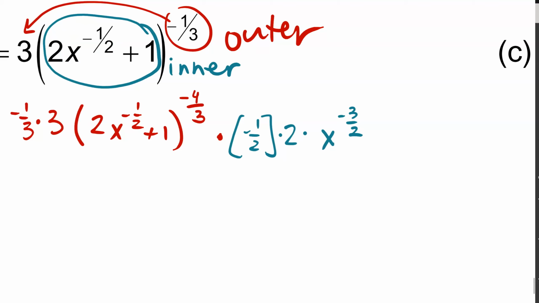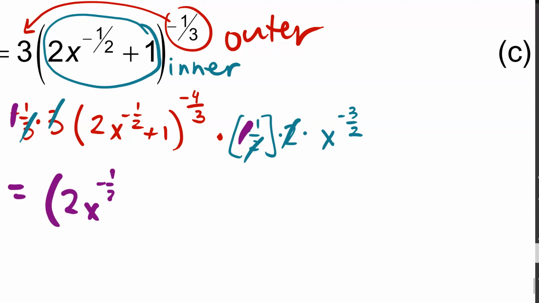Okay, so I see the 3 goes away, and the 2 goes away. So I have negative times negative, because negative times negative is positive. So this negative right here and this negative go away. Let me just rewrite this line so we see where we're at. So I have 2x to the negative 1/2 plus 1 to the negative 4/3 times x to the negative 3/2.